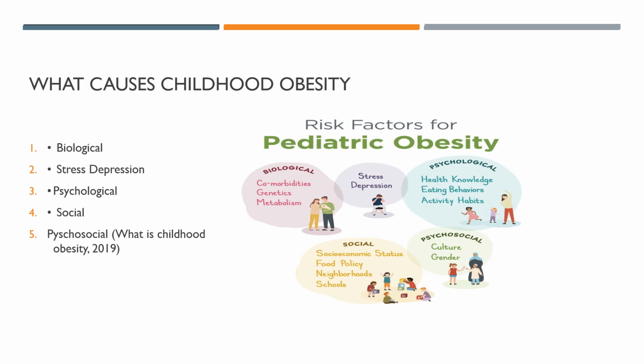Social issues, socioeconomic status, food policy, neighborhoods and schools. Everybody's affected right now by the increase in price of food. Meals are not what they used to be because of this. People can't afford it. Economic statuses have changed. And school meals have changed. They used to be fresh prepared food. Now it's food out of a can. And psychosocial issues, culture and gender. It just depends where they grow up, a lot of it. So that all affects it.